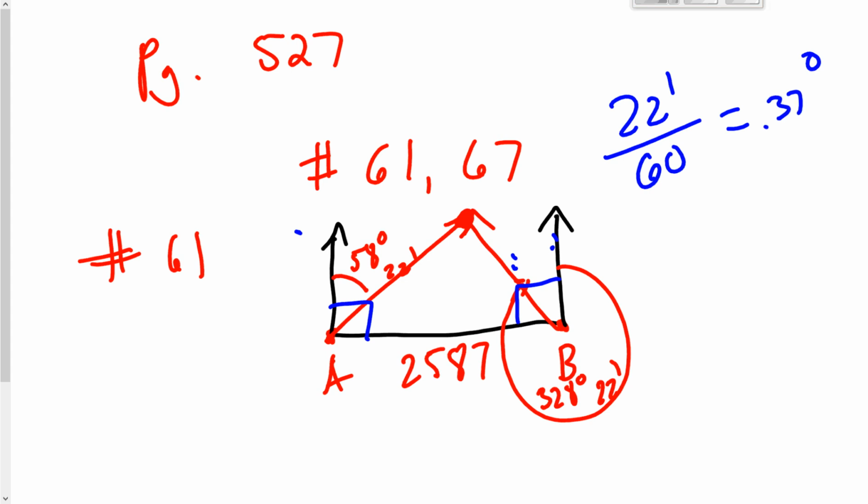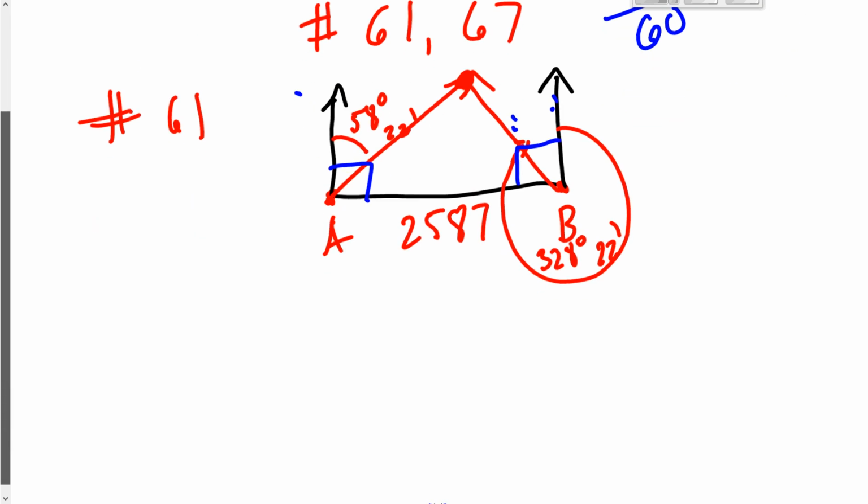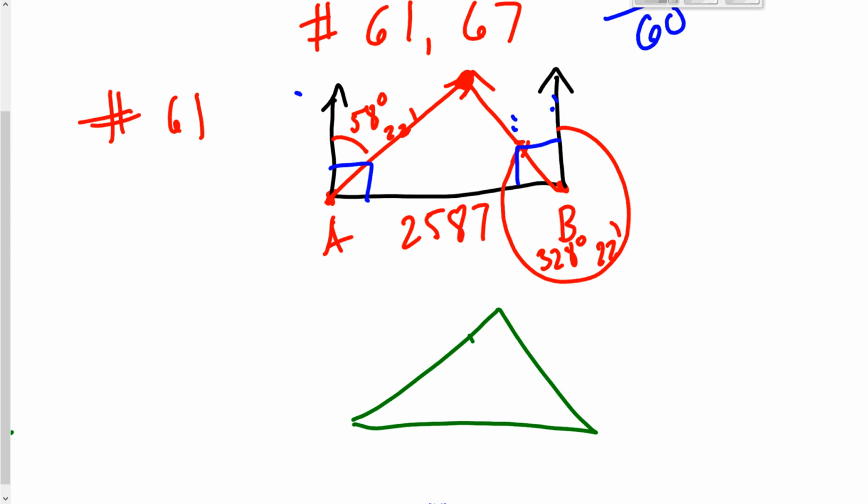So that means that basically we have a right triangle. So let me just redraw this. We have a right triangle. Go ahead and label that C. This is B. This is A.